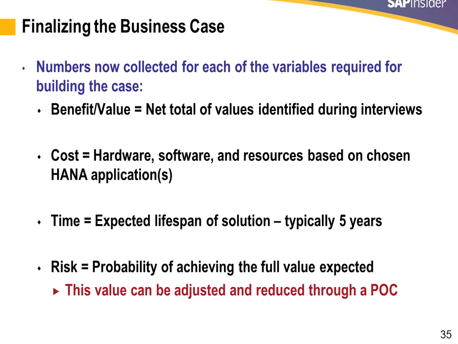The cost, and I didn't really talk too much about it, but that's pretty easy to derive once you've identified the HANA use cases and solutions you plan to deploy, which comes out as part of that roadmap. Time, similarly, I mentioned, what's your expected lifespan, either 5 years, or based on your roadmap, you may have a better idea. And then finally, the risk, we talked on that too, putting in that probability factor and possibly reducing it if you've done a proof of concept.